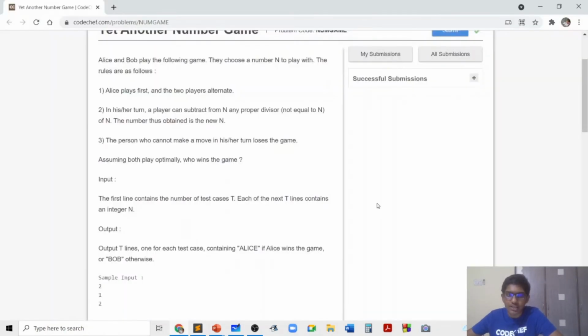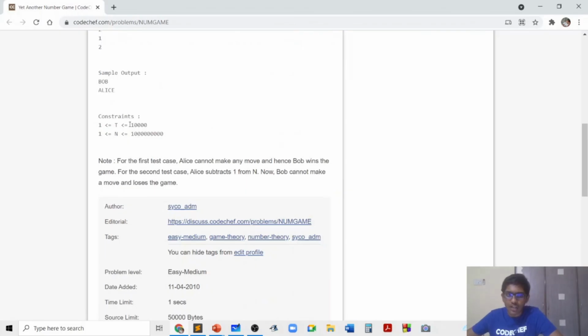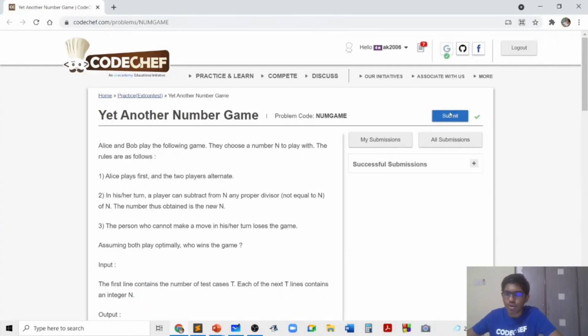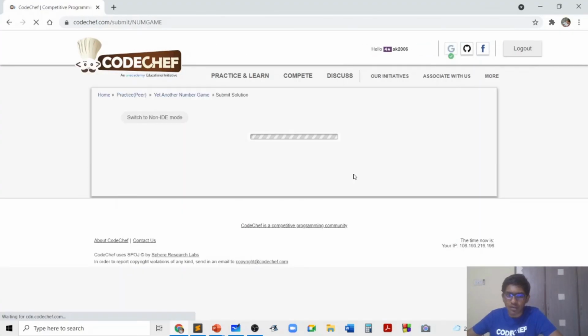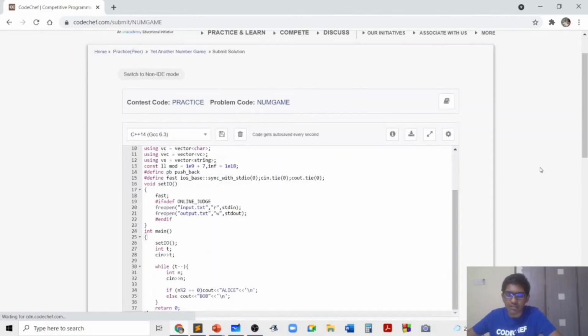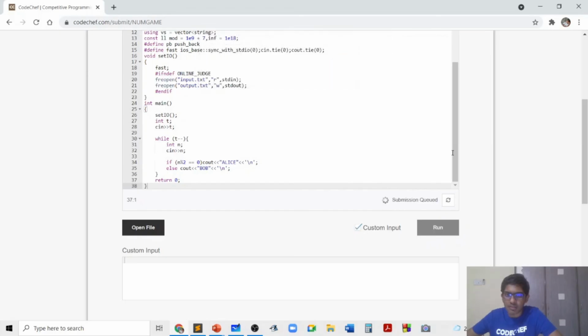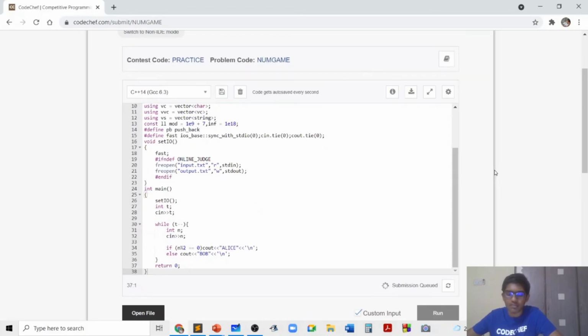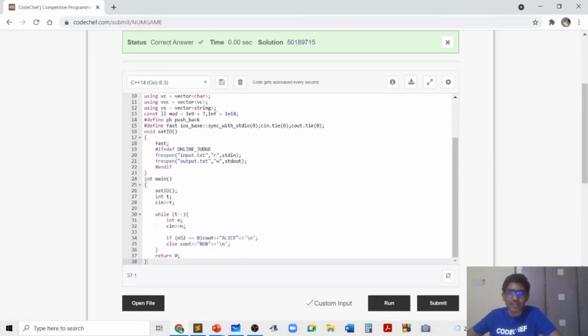As you can see, it takes O of 1 per test case, so that's why it takes just 10 to the power of 4 operations in total, which will easily work in 1 second. So now I'm just submitting the code to see that it gets accepted. So as you could see, my code got accepted.